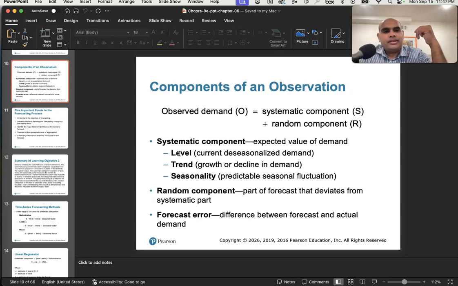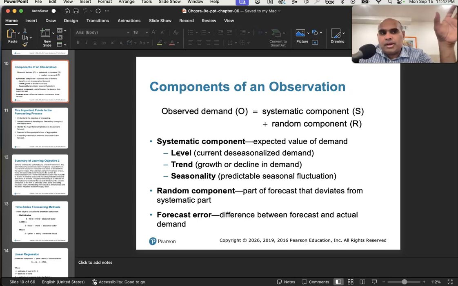Now seasonality, as the name suggests, obviously is a predictable seasonal fluctuation in the data, right? So umbrella sales. When it's really hot out or when it's raining, there will be a lot of sales of umbrellas. But in the winter, not so much, right? A good example. Raincoats are another example. Sweaters are another example. Flowers are another example. So you have specific holidays around which you have seasonality.